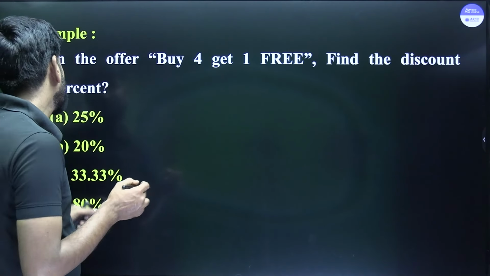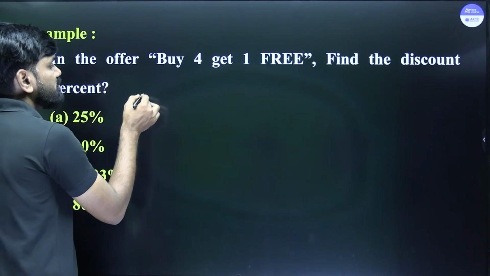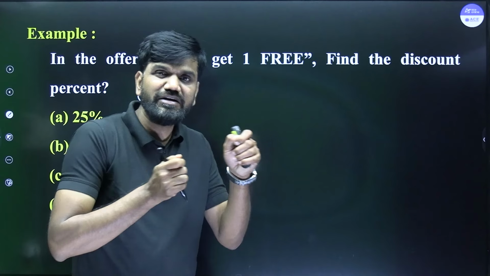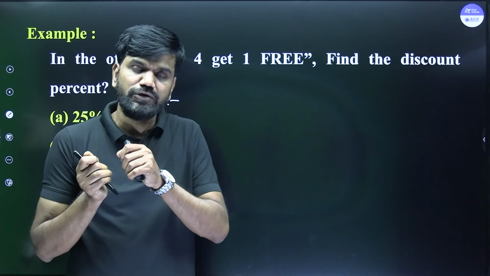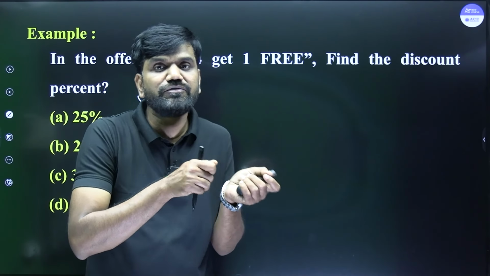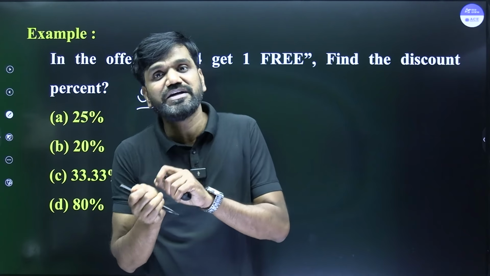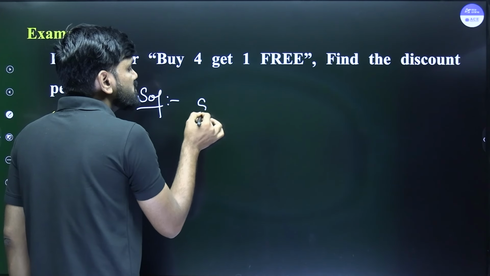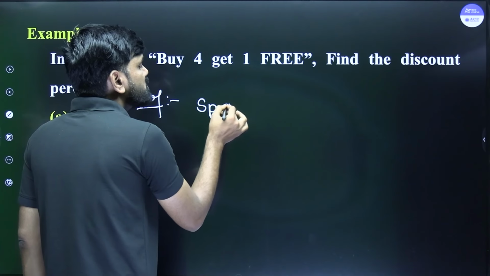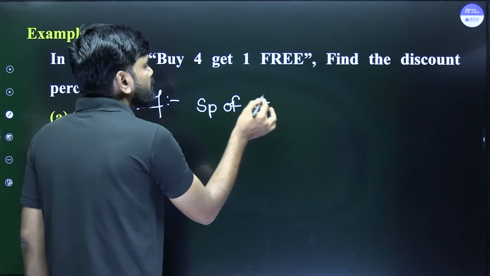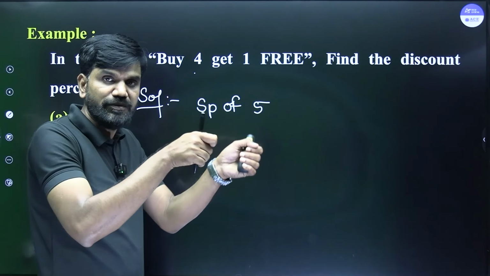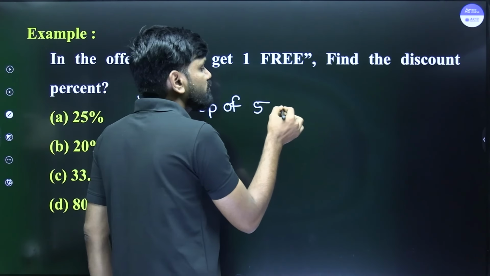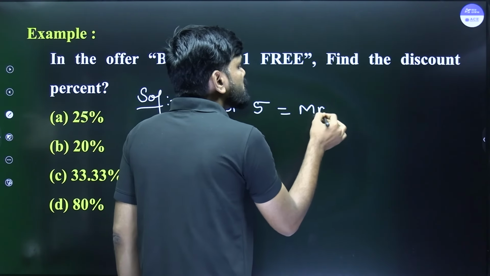That means I am selling how many articles in the transaction? Please be careful over here. I am giving away 5 articles because 4 paid, 1 free. Together I sold 5. Received the money of only 4. Market price of 4. So I can now say that buy 4 get 1 free means, from the seller's point of view, he is selling 5 articles, 4 paid and 1 free. Together he gave away 5, for which he has received only the market price of 4 articles. So I can say selling price of 5 is equal to market price of 4.